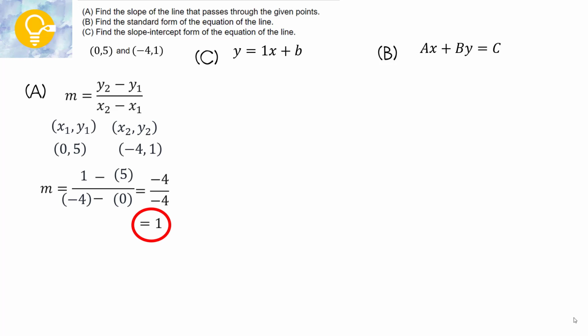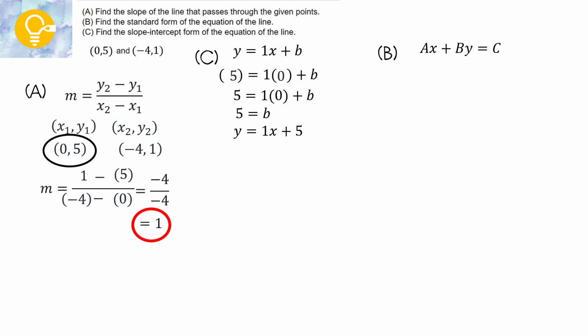Now, we want to substitute in an x and a y. I decided to use the first ordered pair. I'm going to put 5 in for y and 0 in for x. 1 times 0 is 0, so it turns out that 5 is b. What's our equation going to look like? y equals 1x plus 5, or y equals x plus 5. And that is the equation in slope-intercept form.